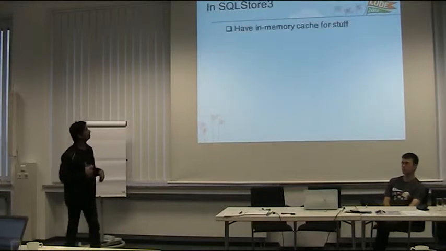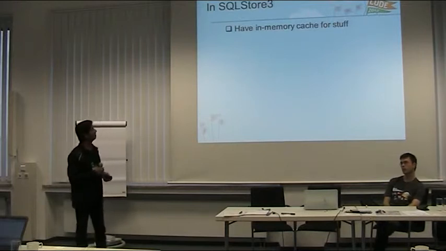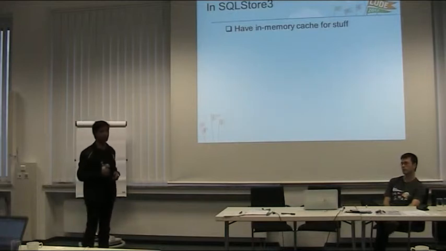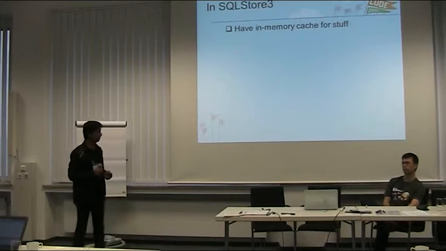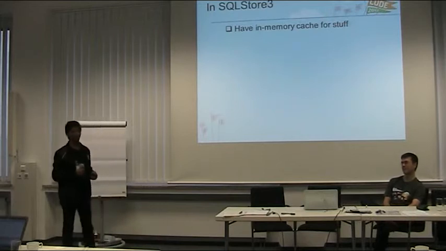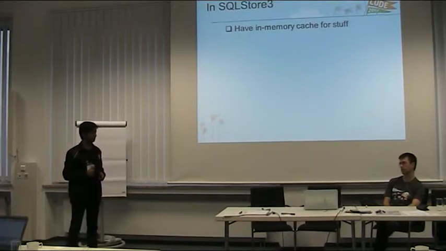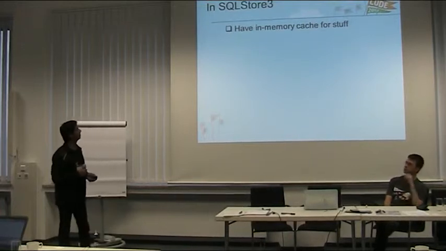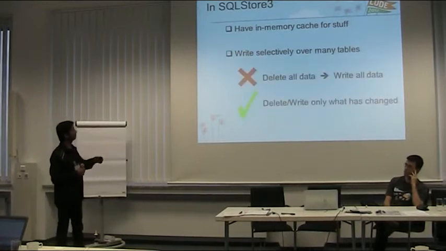So what we have now is an in-memory cache for all these IDs that we were fetching using SQL select queries. It has reduced them by quite a lot, something around 80%, which is really good. And then we are writing selectively over the tables.